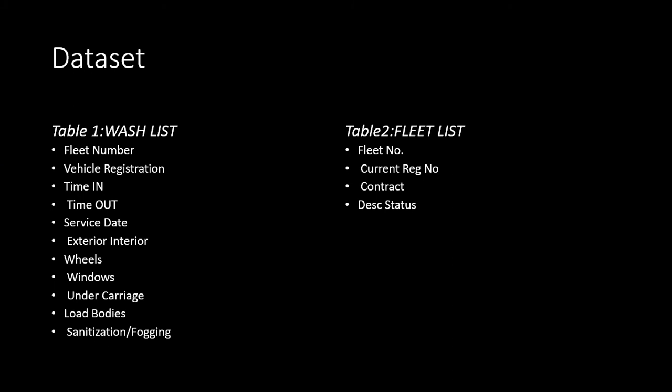By looking at this table, we have some column names such as fleet number, vehicle registration, time in, time out, service date, and so on. In table 2, the fleet list, we have the fleet number, current registration number, contract, and description status. In both tables we have fleet number as a common one, but the column names look somewhat different. So we have to merge those in Tableau.